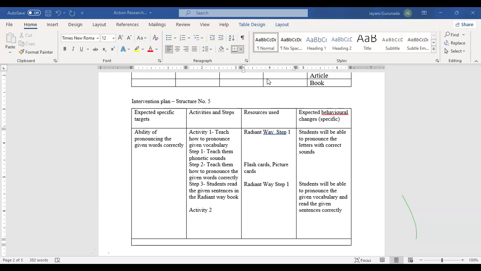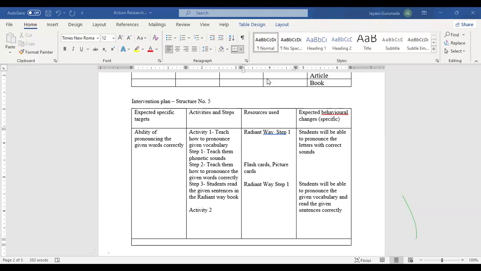Activity 2, acknowledging the subject verb agreement. Step 1 shows a video clip about be verbs for pronouns and explains it. Step 2 plays a game using pictures and word cards with students. Step 3 make them form sentences using clues. Resources used: video clip, picture cards, word cards. Expected behavioral changes: students will be able to identify the be verbs for pronouns.